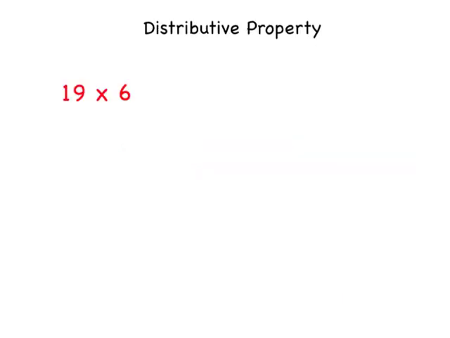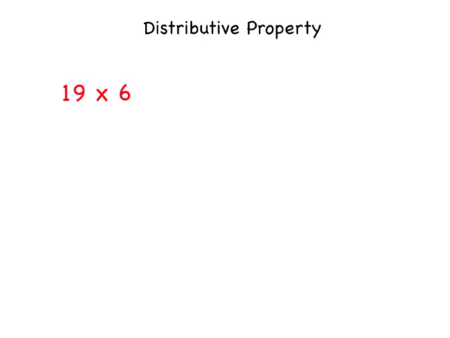Let's conclude our lesson by looking at distributive property. Distributive property was brought up already, and basically it means that you can take a larger equation like 19 times 6 and break it up into smaller equations to come up with the product. It is definitely a mental strategy. So let's try to solve this equation.